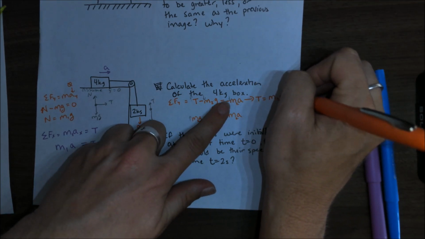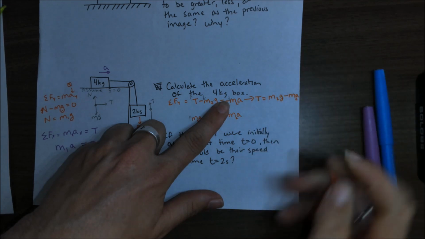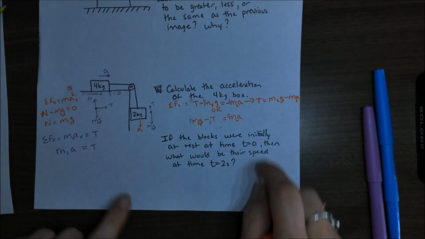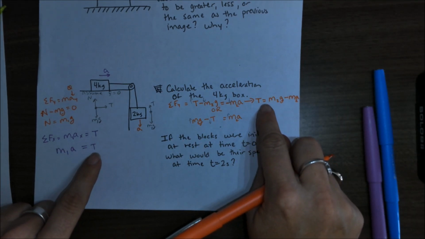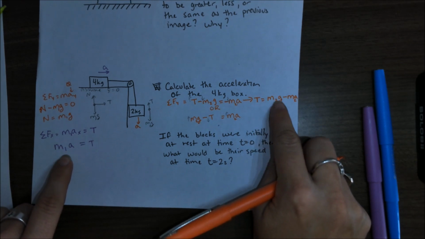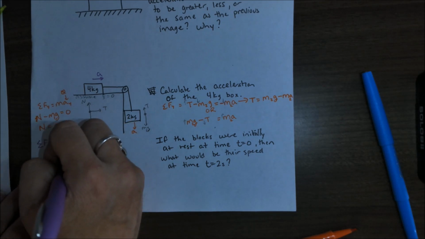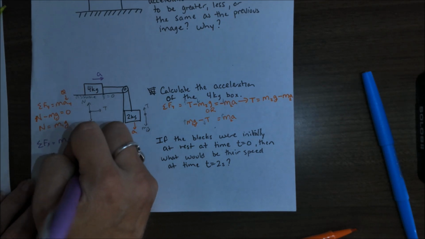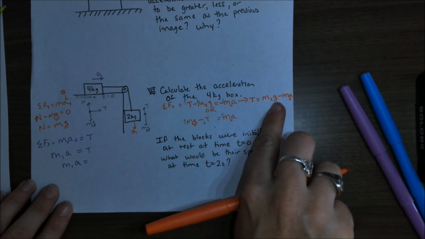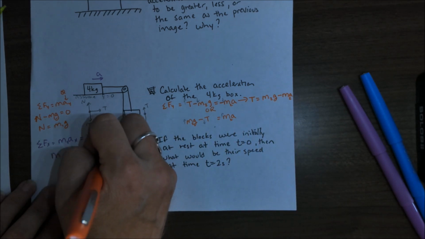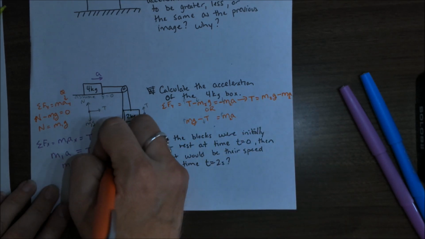And then I would have my negative mass and acceleration on the other side. These two tensions are the same, so I can say that this and this are equal to each other. M1A equals M2G minus M2A.